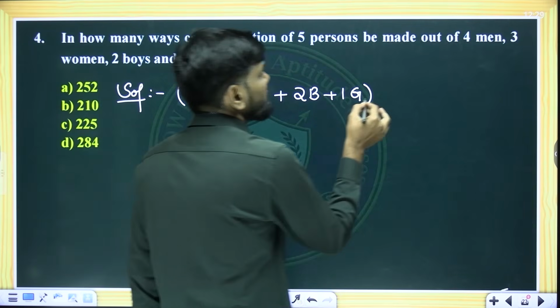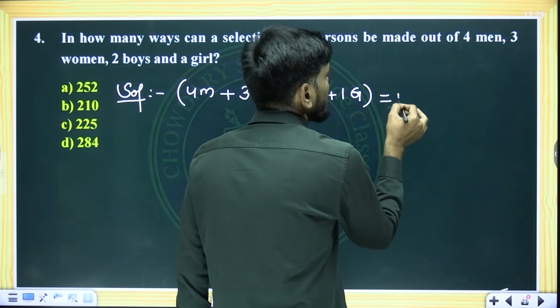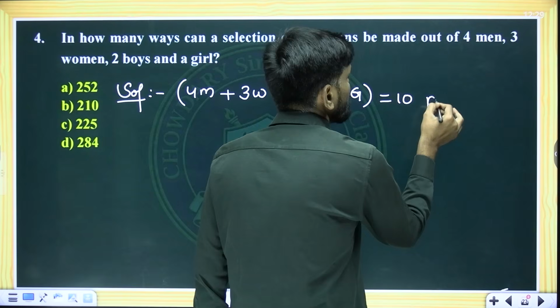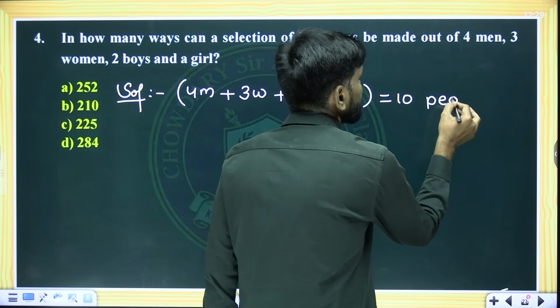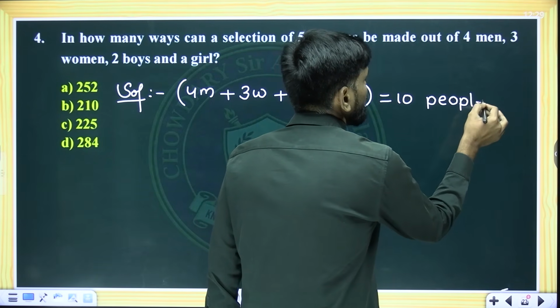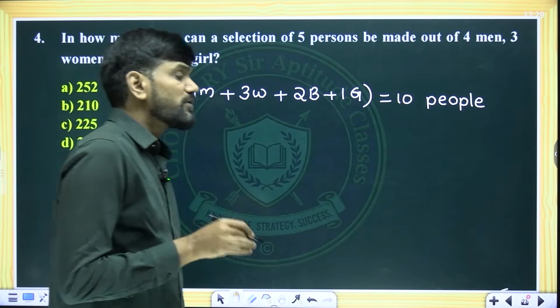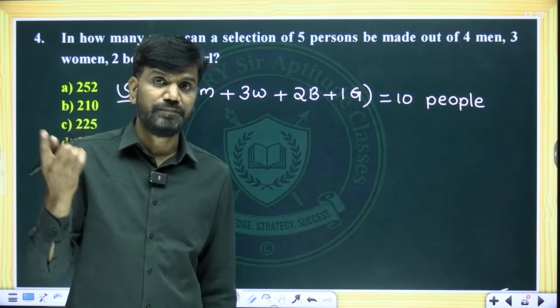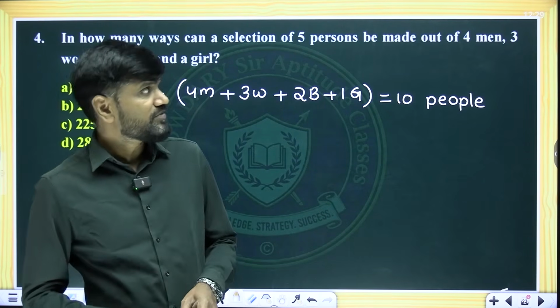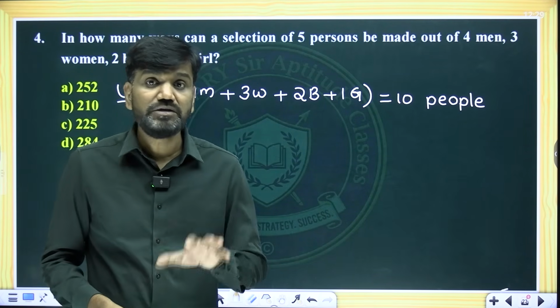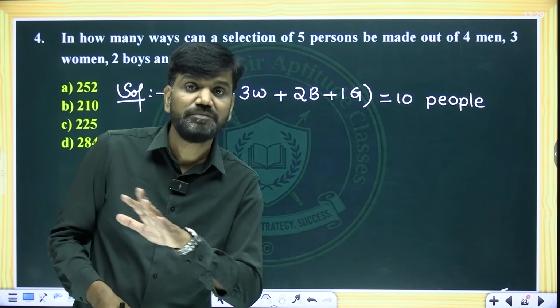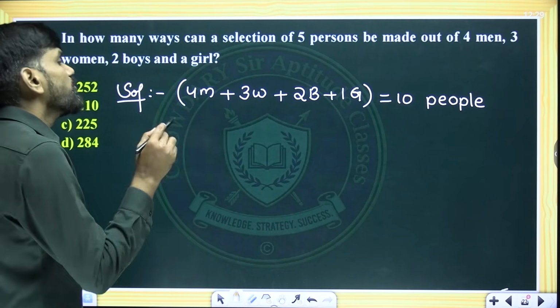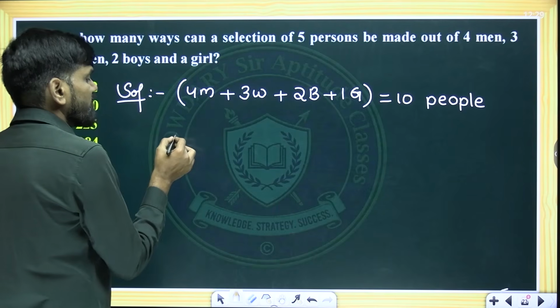In total, 10 people are available. Out of the 10 people available, they asked you to select any 5. They are not specific about, out of that 5, how many boys should be there, how many girls should be there, how many men should be there. They did not mention. So you choose any 5 out of the 10 available.